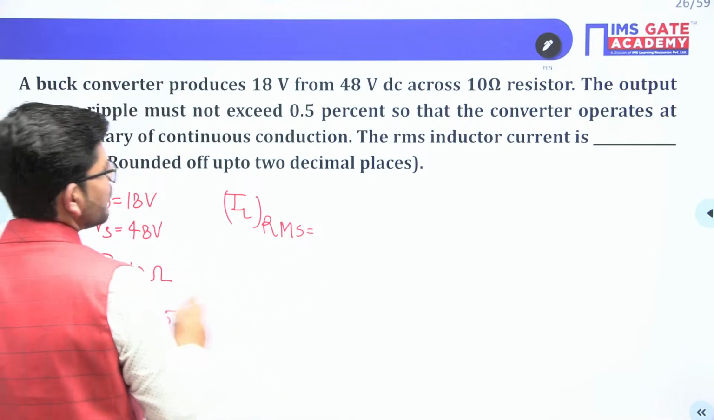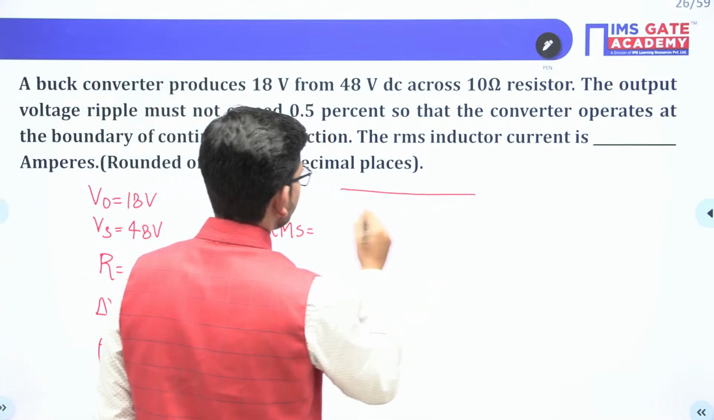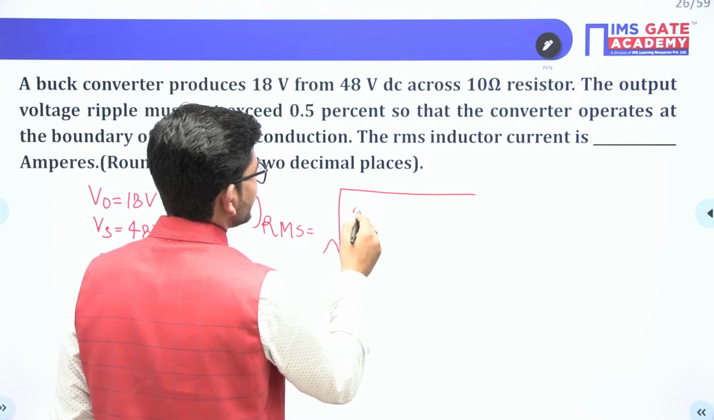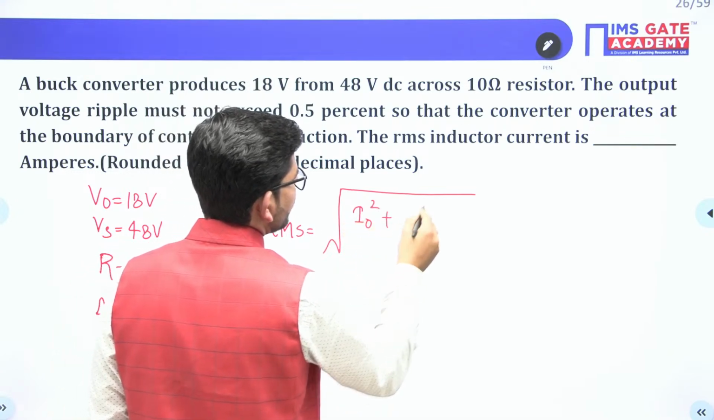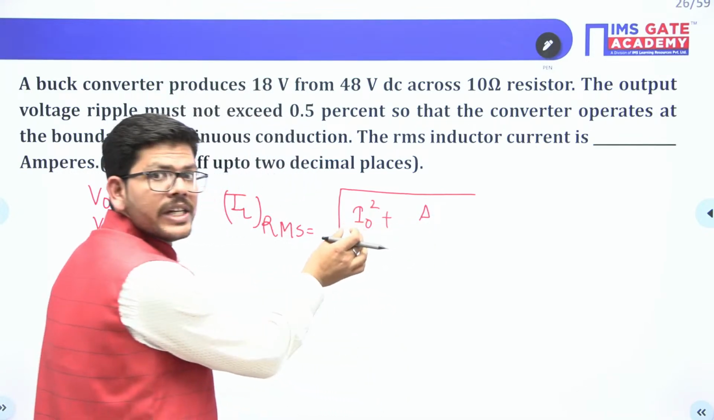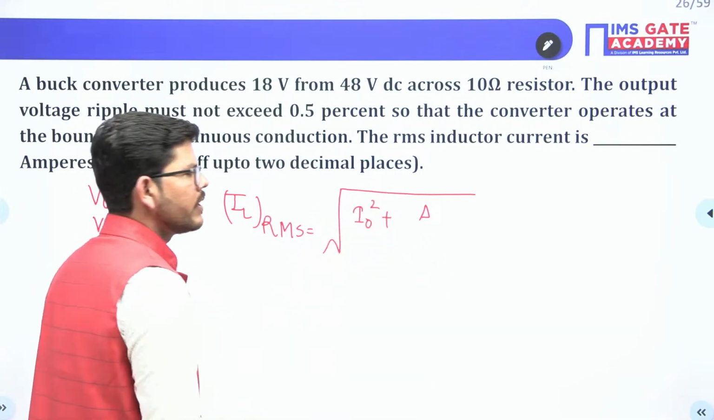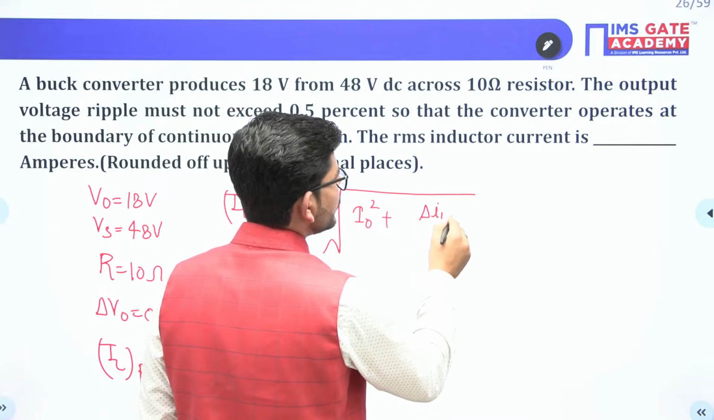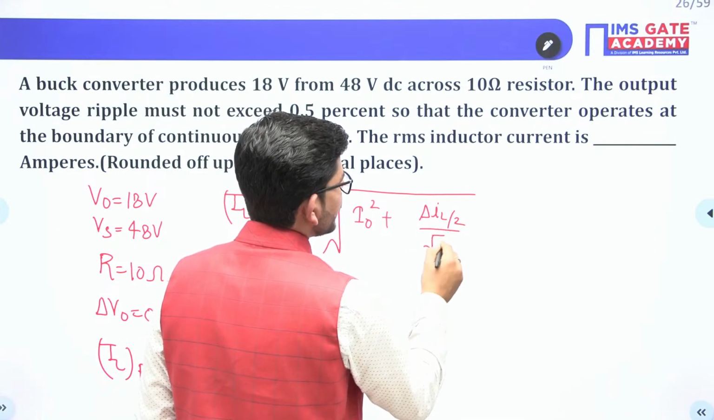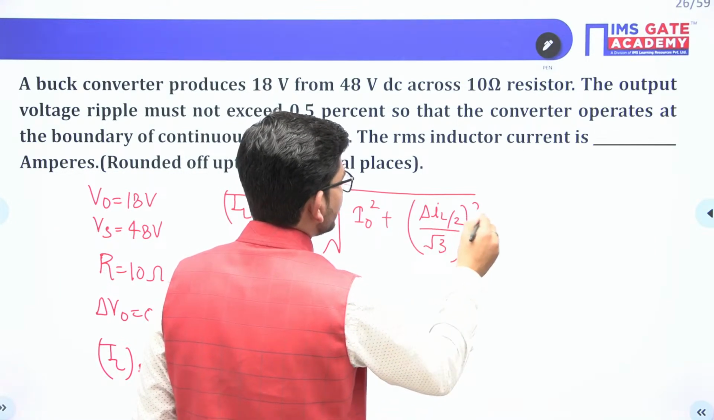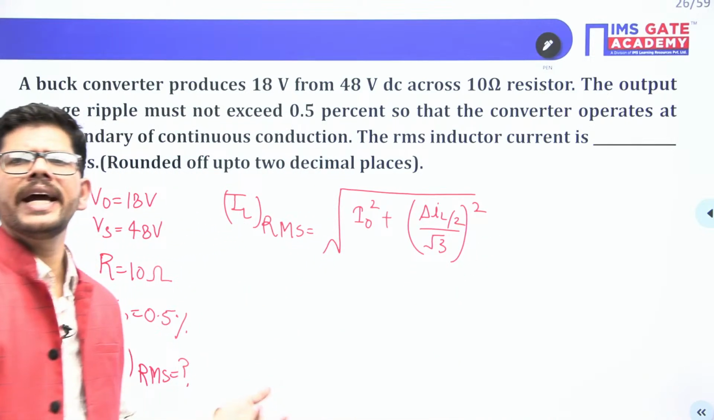Again, it is a buck converter or whatever converter it is, this thing will remain the same here. I naught square plus... I naught value will change. This is IL average, so this will change from converter to converter. This is a buck converter, so this will be the same here. And this is how we will calculate this. So we require I naught and del IL.